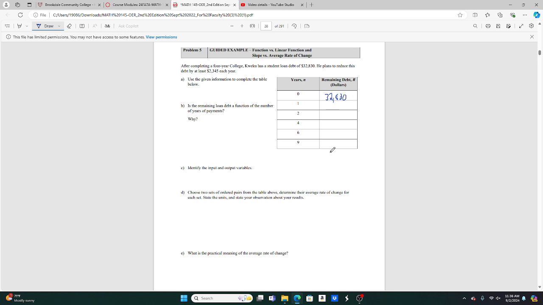Well, now his debt's not going to go down. It's not going to go up. It's actually going to go down. And the reason why his debt's going to go down is because each year he's going to be paying off some of that debt. And we know that because they've told us that in the problem. It's not intuitive.